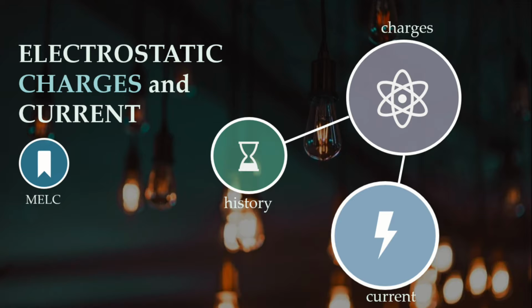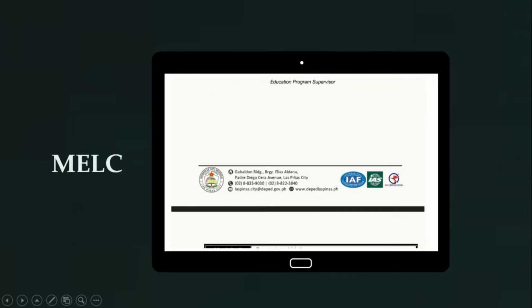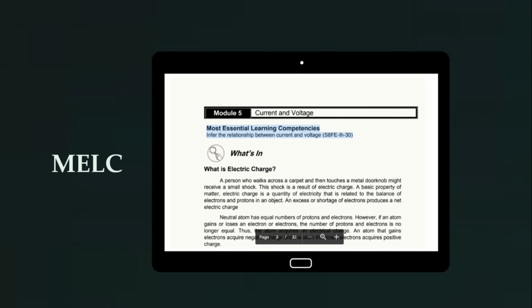Today, for 10 minutes, we will talk about electric charges and current. This is an introduction topic for your Grade 8 Science Module 5 for the first quarter. Let's pull up your module for a quick look. Module 5 focuses on the further relationship between current and voltage.